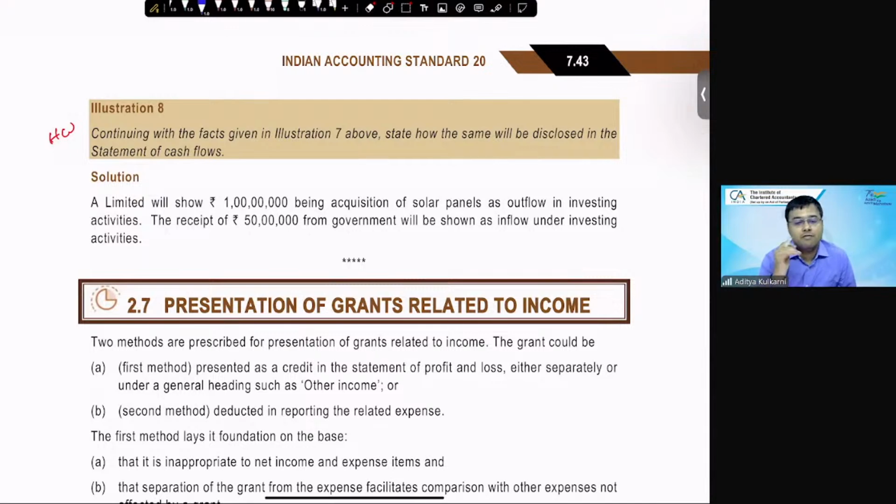आप कौन सा प्रेफर करोगे? What are you going to prefer? Will you prefer showing the grant income as a credit and the expenses as a debit? Or will you show the grant income as netted off against the expenses and show a single figure? Net basis. Net basis. Any other answer?